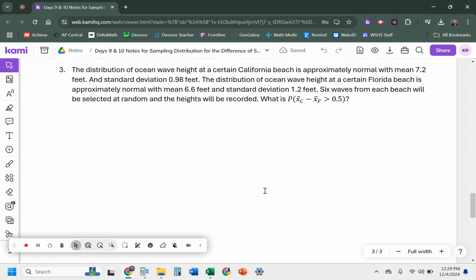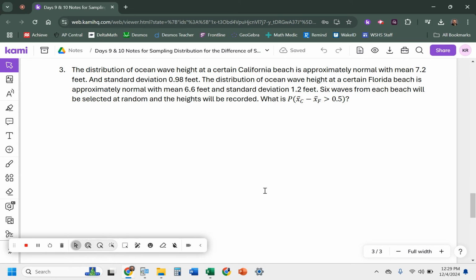The distribution of ocean wave height at a certain California beach is approximately normal with mean 7.2 feet and standard deviation 0.98 feet. The distribution of ocean wave height at a certain Florida beach is approximately normal with mean 6.6 feet and standard deviation 1.2 feet. 6 waves from each beach will be selected at random and the heights will be recorded. What is the probability that the sample mean for the California waves minus the sample mean for the Florida waves will be greater than 0.5?